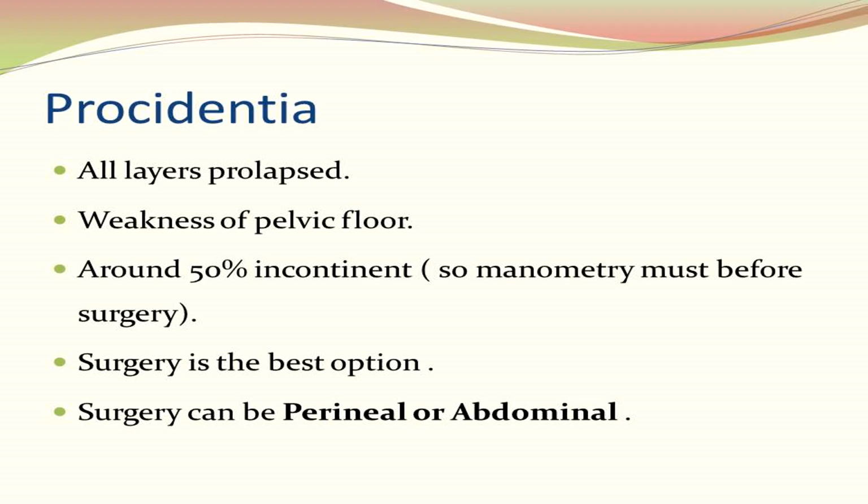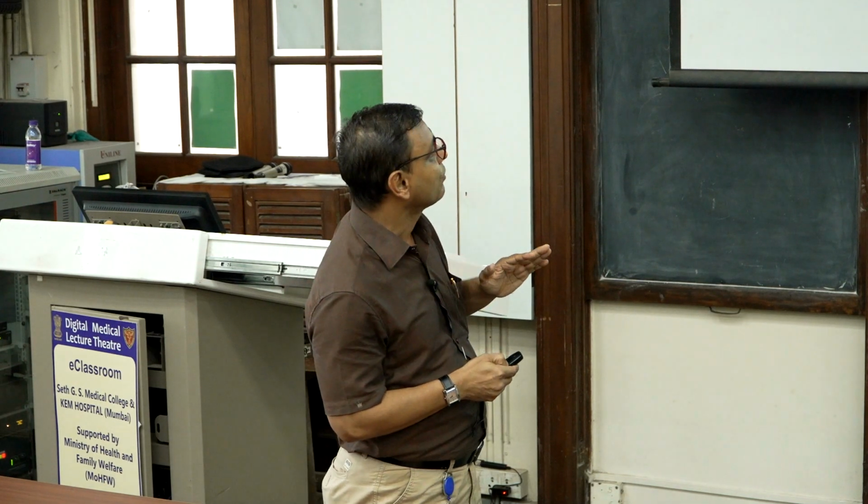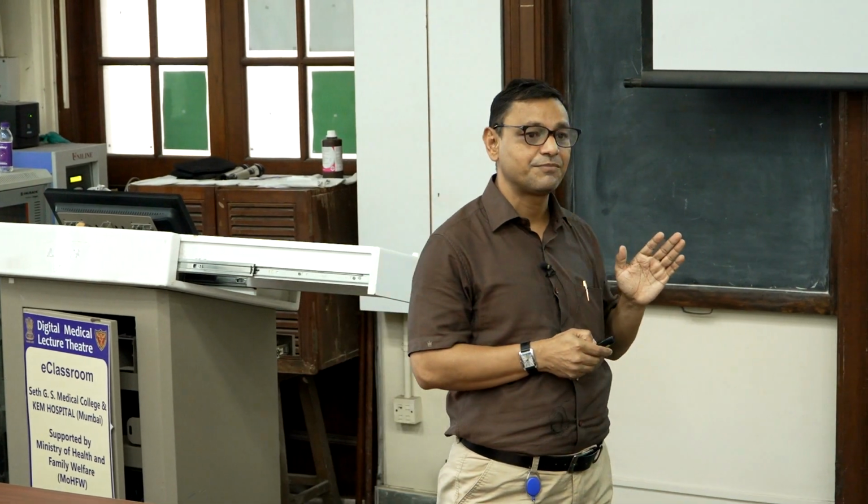Procidentia, that is complete rectal prolapse. Here all the layers prolapse, and basically the pathology is a weakness of the pelvic floor. Most of the patients, 50% of patients, are incontinent. That's why, in case you want to plan a repair, always do a manometry, because there will be incontinence.